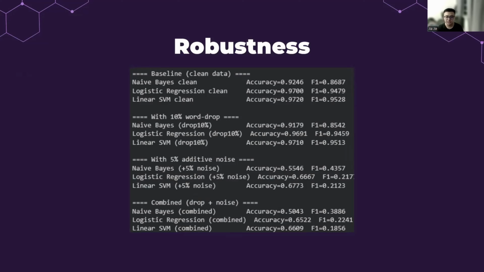However, for logistic regression and linear SVM, both dropped to 0.2, which tells us essentially that they lost their discrimination ability once noise is added. Once noise is added, they are making many more mistakes.